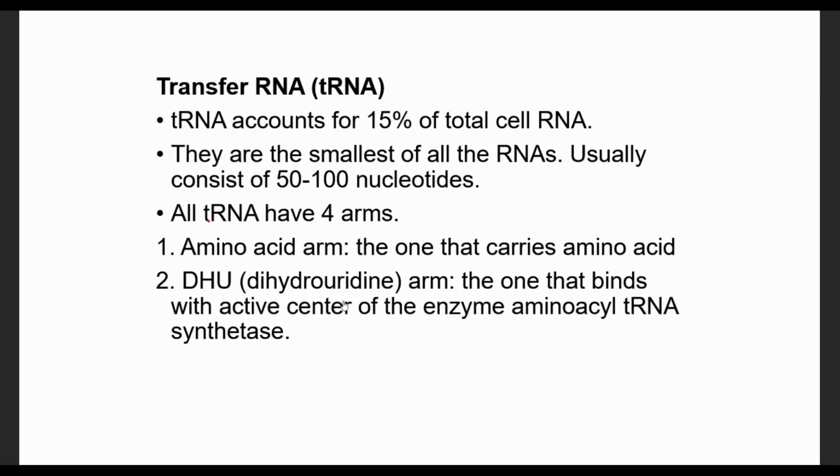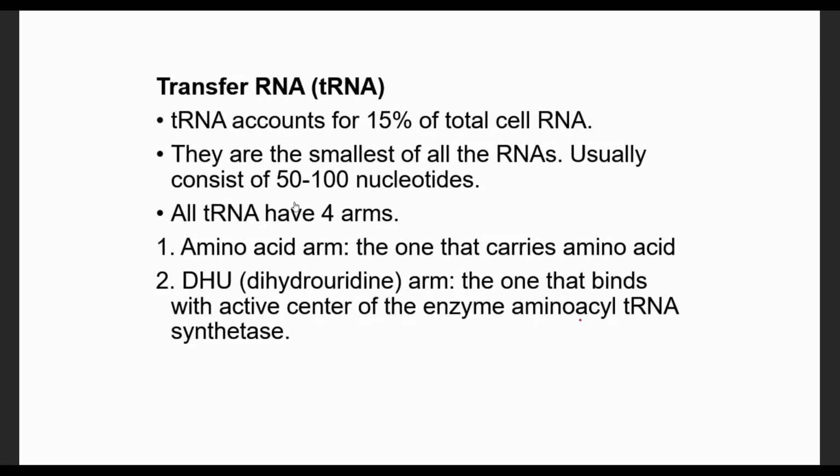For each transfer RNA, there are 4 arms: the amino acid binding arm and the dihydrouridine arm. The dihydrouridine arm is for binding the active site of amino acyl transfer RNA synthetase. This enzyme is for activation of transfer RNA. The active form of transfer RNA is the amino acid bound form. So this enzyme binds with dihydrouridine, or dihydrouracil, at the active site of the amino acyl transfer RNA synthetase enzyme.